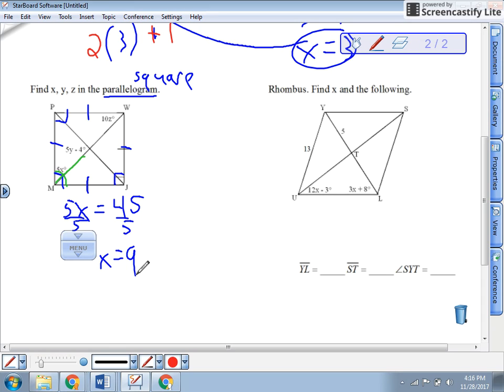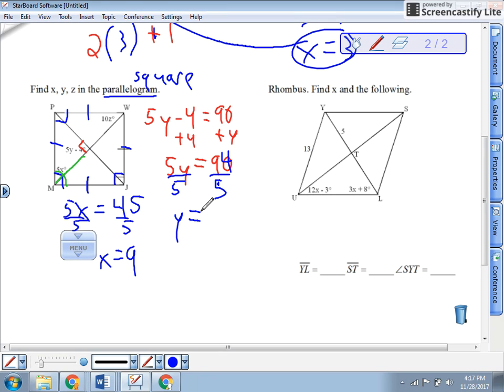Now, y. Y is right here. It's an angle formed by the diagonals. Well, we know that the diagonals are perpendicular, form 90-degree angles. So now let's figure out what y is. So when we do that, we're going to get 5y minus 4 equals 90. Okay, we're going to add 4, so 5y equals 94. And then you guys know, hey, let's divide by 5. We're dividing each side by 5. And then you guys have calculators, y is going to be a decimal, or simplify that fraction.